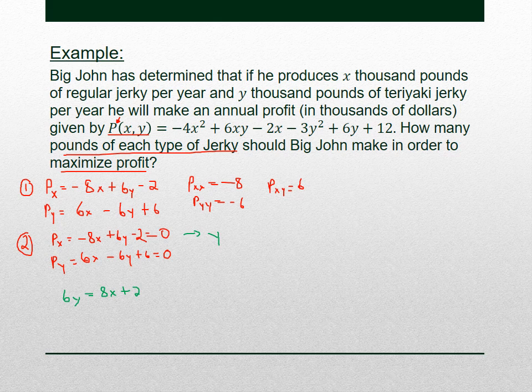So let's leave the 6y over here. I don't want the negative 8x, so let's make it a positive 8x on the right side. And then we're going to add 2. So that's using this P_x equation. We solve for that 6y. And now we could divide by 6. And we'll get y is 8 over 6, which is 4/3 x, plus 2 over 6, which is 1/3.